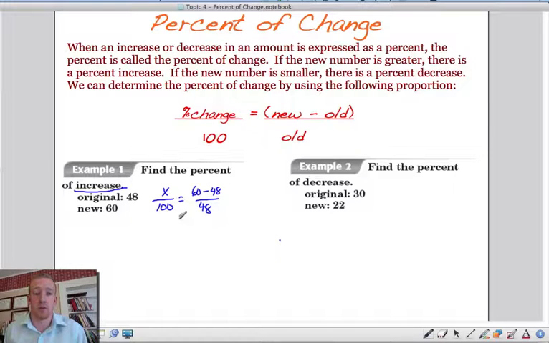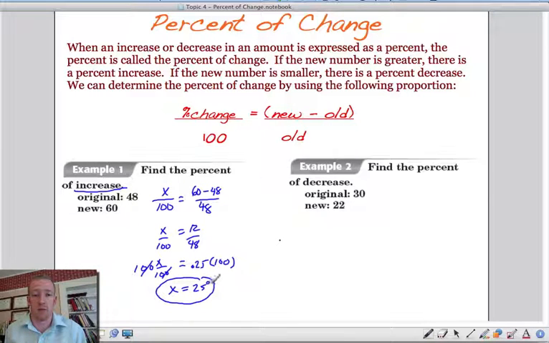So 60 minus 48 is 12, and you still get x over 100. You could solve with a proportion here, but it's actually easier just to get this as a decimal. 12 over 48 is 0.25. If we multiply both sides by 100, that gives us x equals 25, as in a 25% increase, right? Because we just found the percent change.